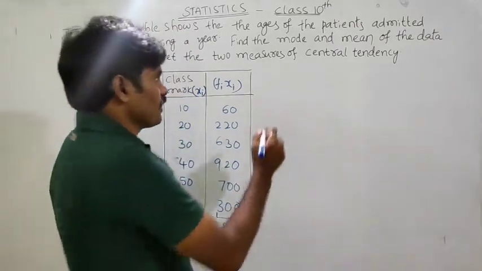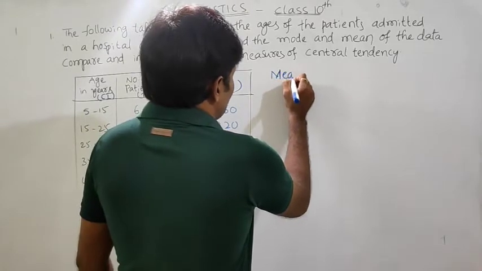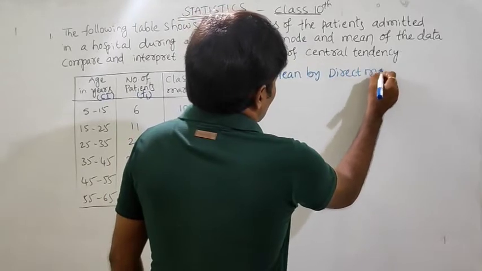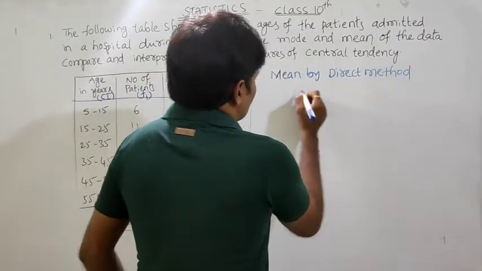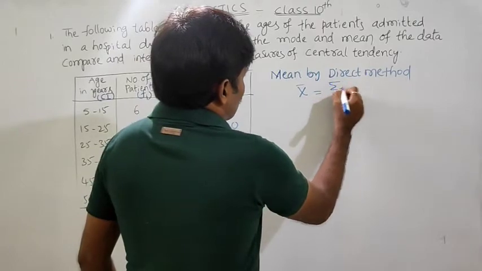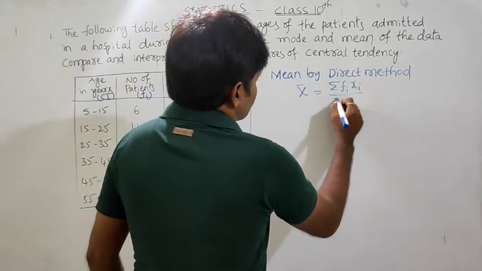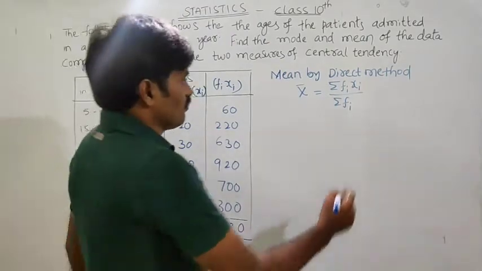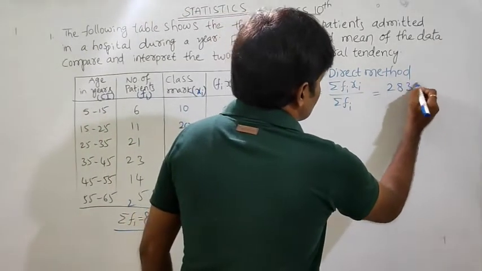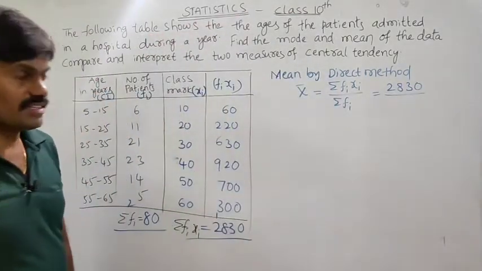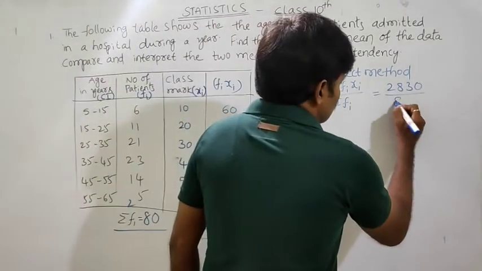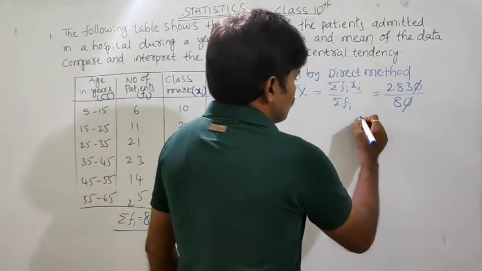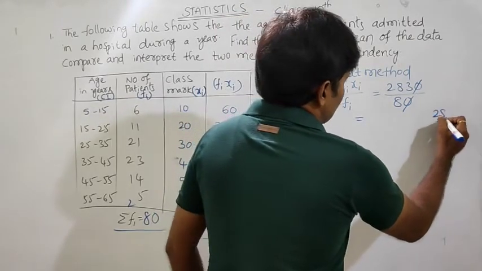So first I will find the mean by the direct method. What is the formula to find the mean, denoted by x bar? Sigma Fi xi by sigma Fi. The sigma Fi xi value is 2830 and the sigma Fi value is 80. The zeros get cancelled. Now 283 by 8.